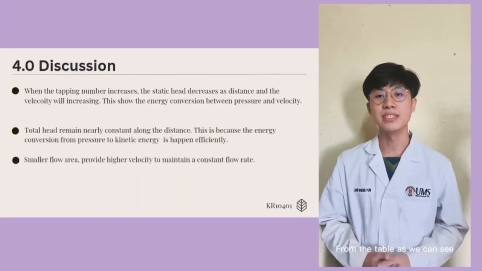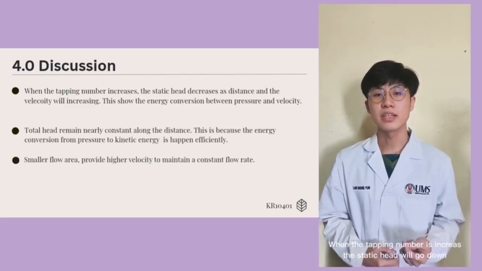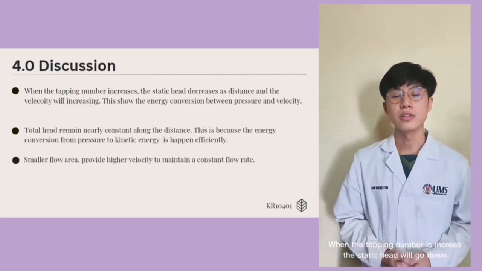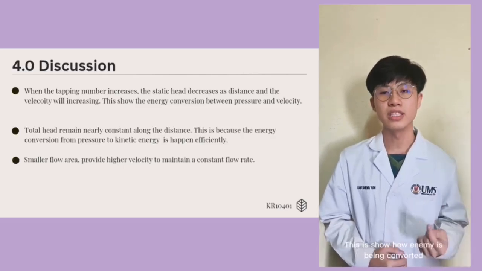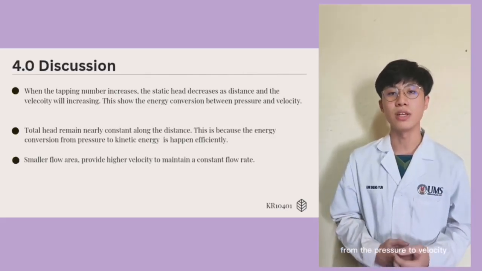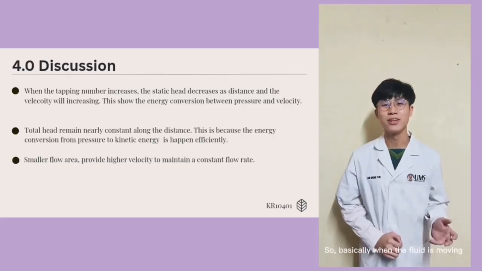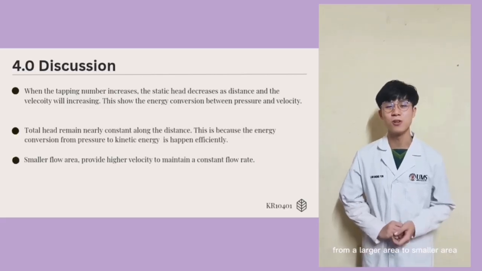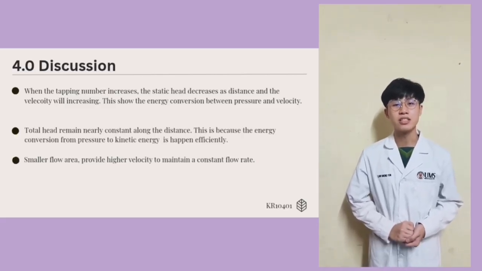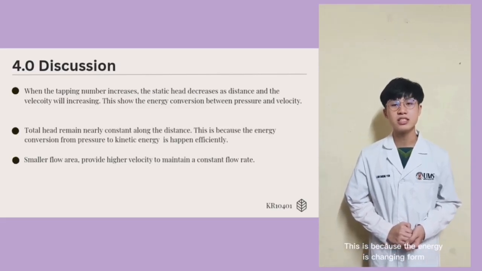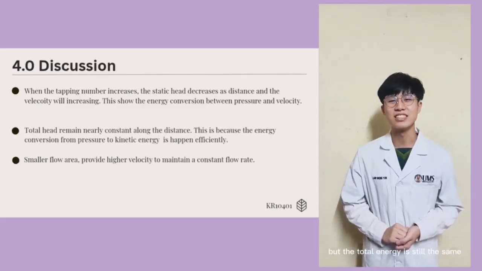Now I'll talk about the discussion part of the experiment. From the table, as we can see, when the tapping number is increased, the static head goes down. At the same time, the fluid speed is increased. This shows how energy is being converted from pressure to velocity. So basically, when the fluid is moving from a larger area to a smaller area, the pressure drop will happen. At the same time, the velocity will increase. This is because the energy is changing form, but the total energy is still the same.